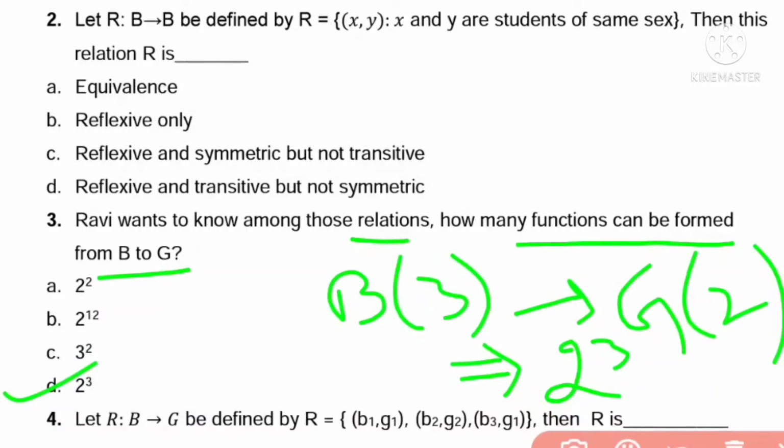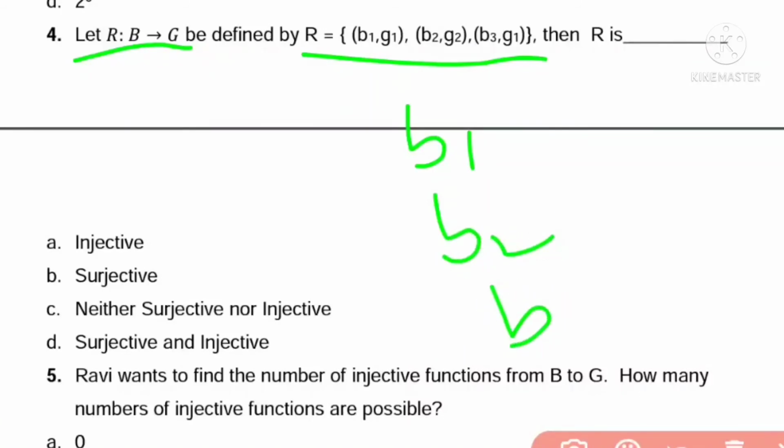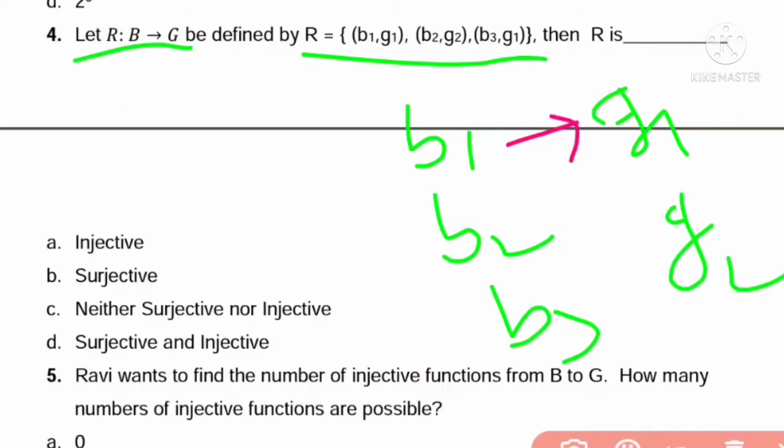Question number 4: R from B to G is defined by R = {(B1, G1), ...}, and here we have B1, B2 and B3, and this side is G1 and G2. B1 is related to G1, B2 is related to G2, and B3 is related to G1. Means this is not injective, it is surjective, means the answer is B.